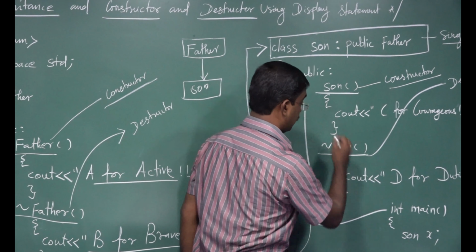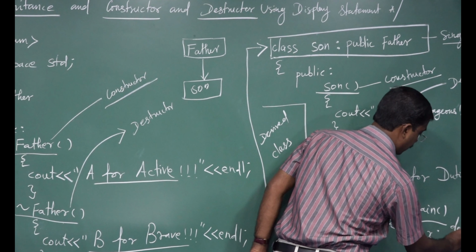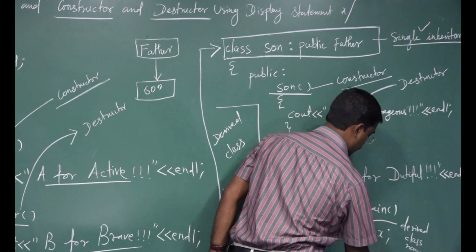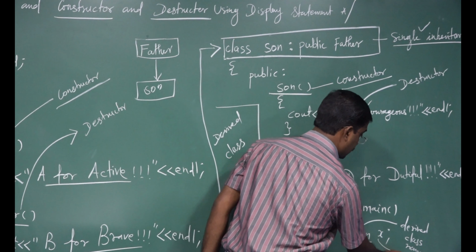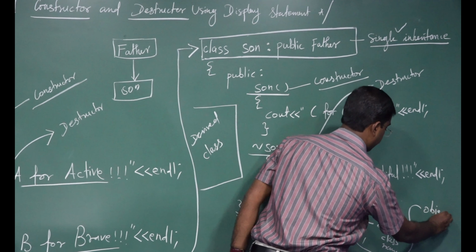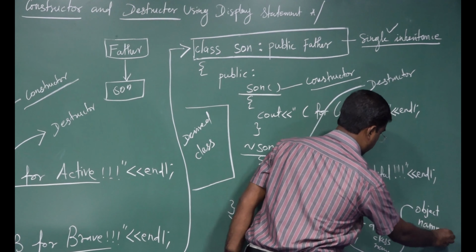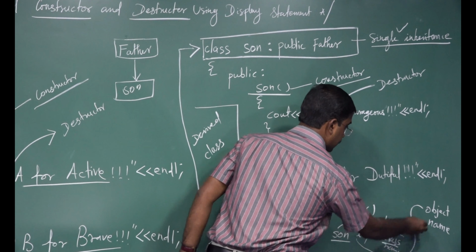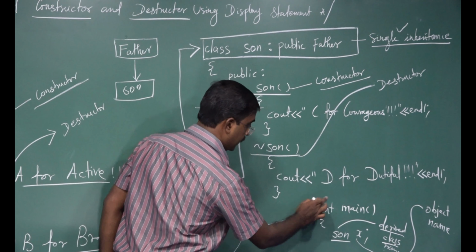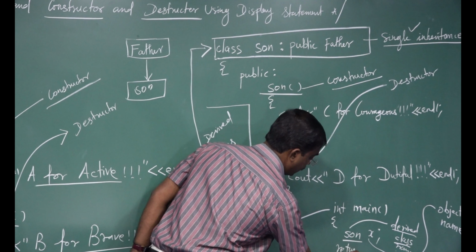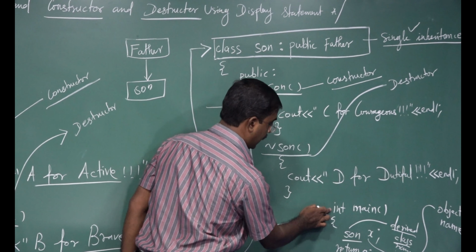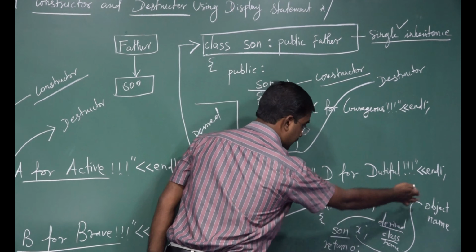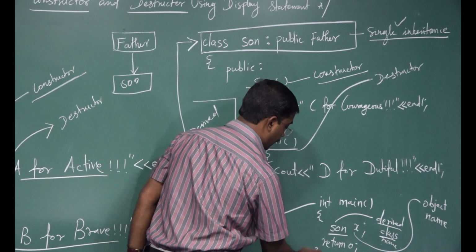Why? Because here Son is a derived class name, and x is the object name. X is the object name, but Son is the derived class name. In this program it is int main. That's why we will introduce return 0. Int main open brace and x, it should be in a semicolon. This is a derived class. X is an object name. Return 0. The program is closed.